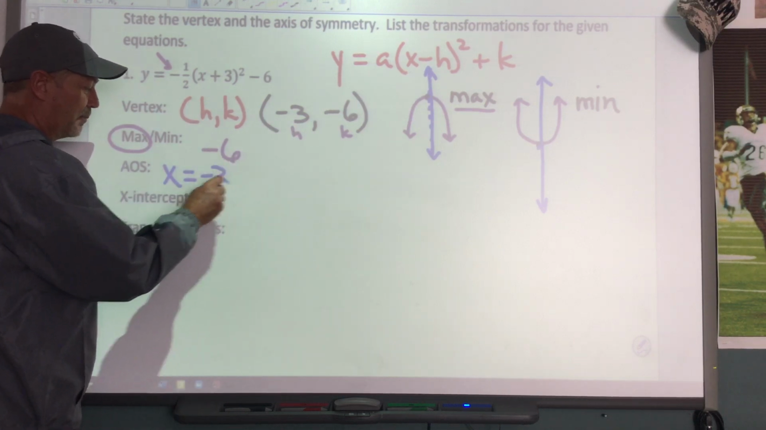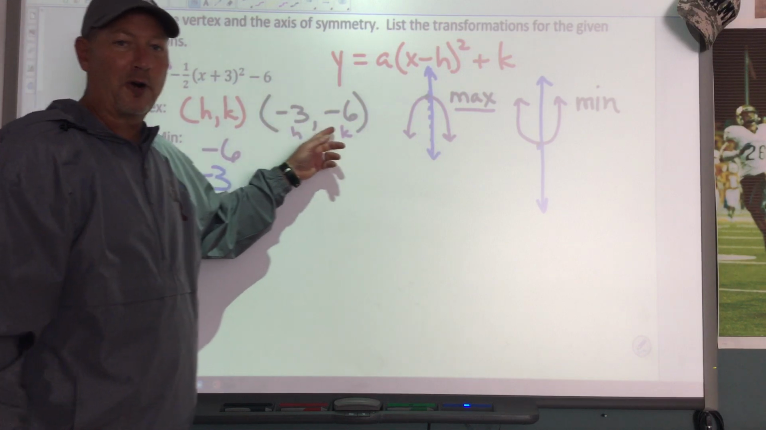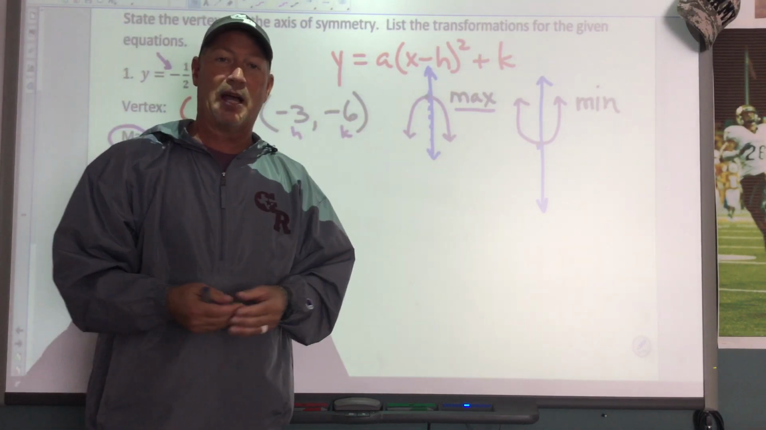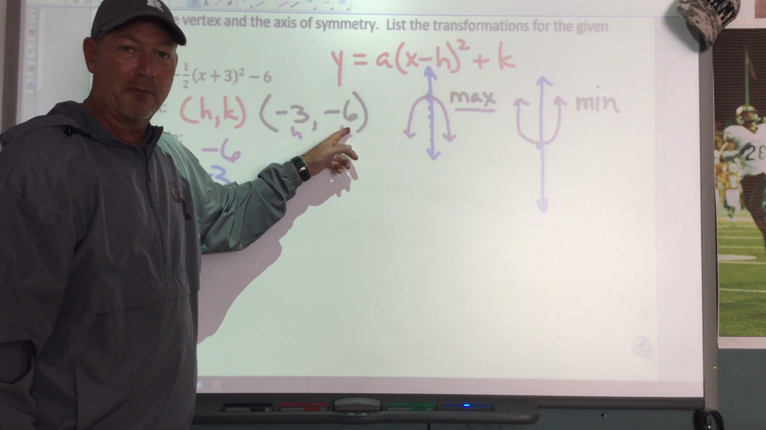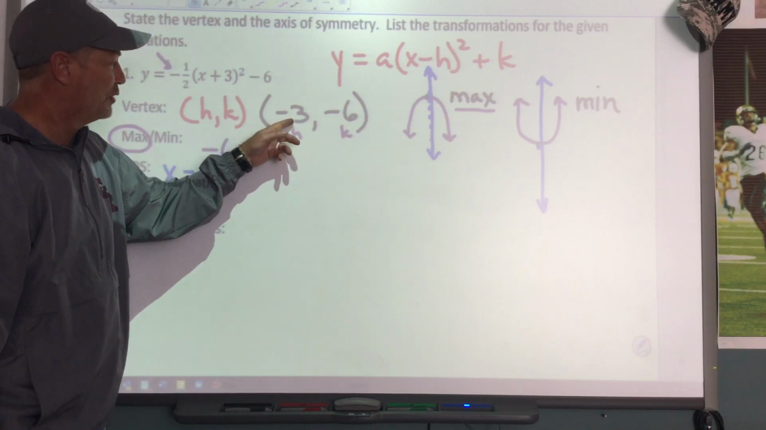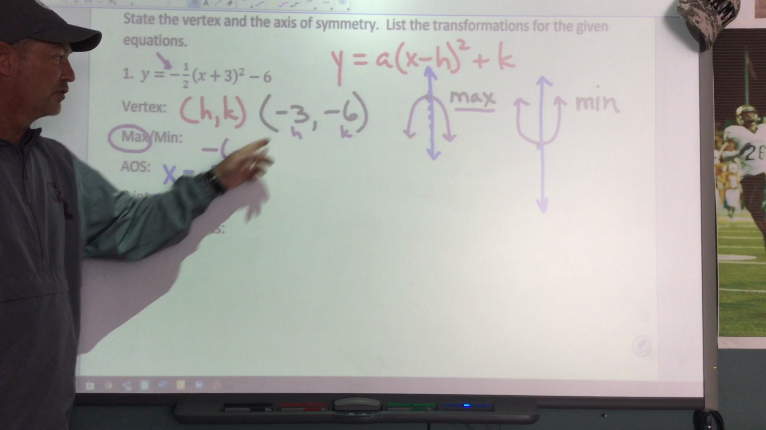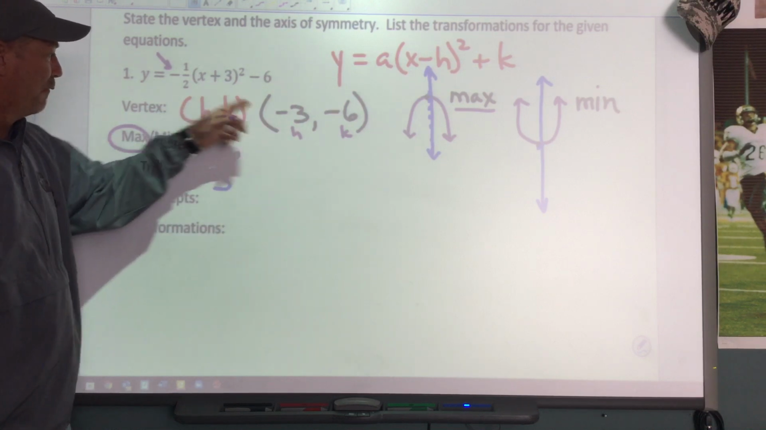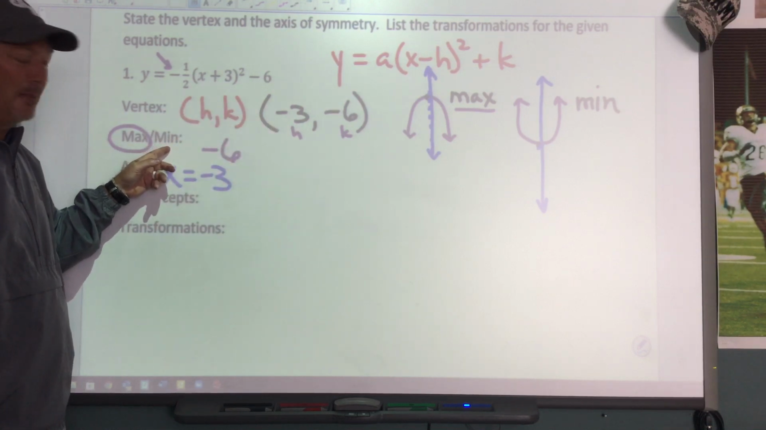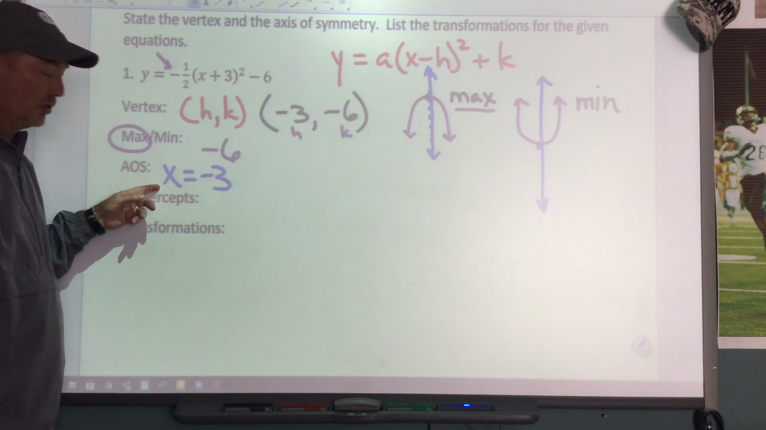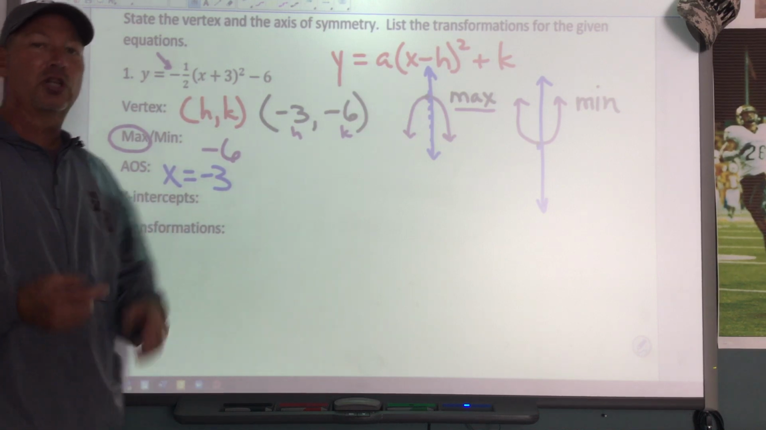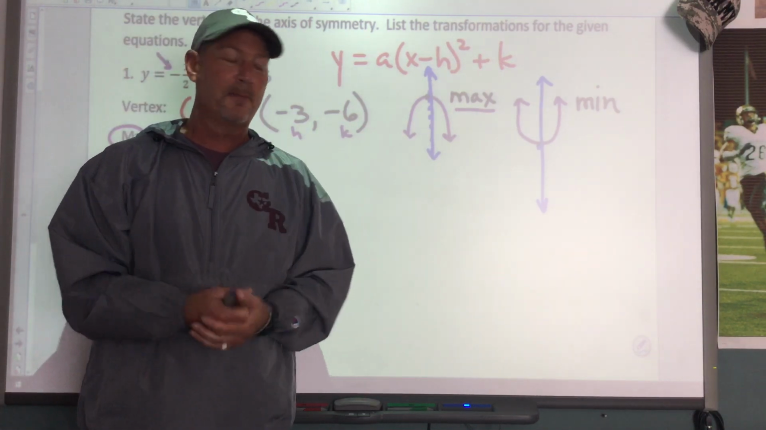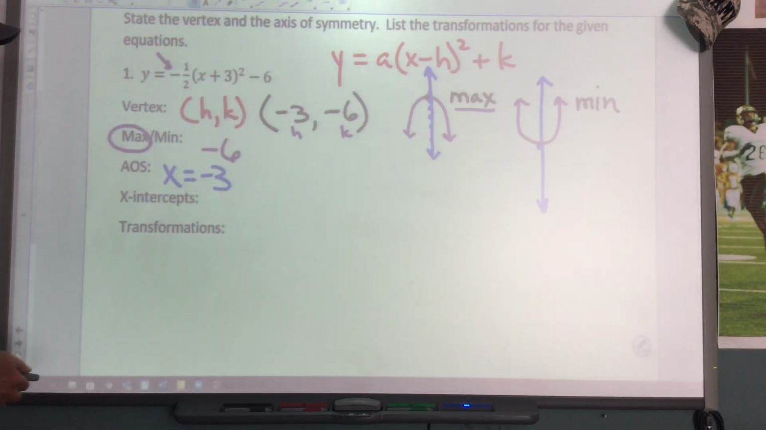So once you find the vertex, you have actually found two more things. You have found your maximum or your minimum value, and then you use this to find your axis of symmetry. Now we're going to hold off on the X-intercepts just yet, so we're going to do that on the calculator. I'm going to show you how to do it. But right now we're going to list our transformations.